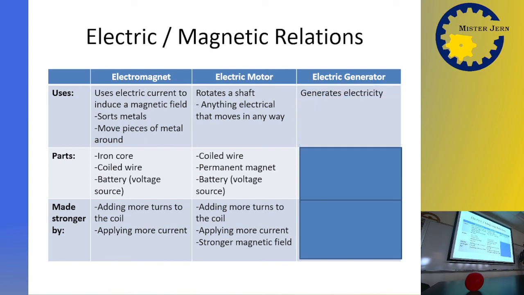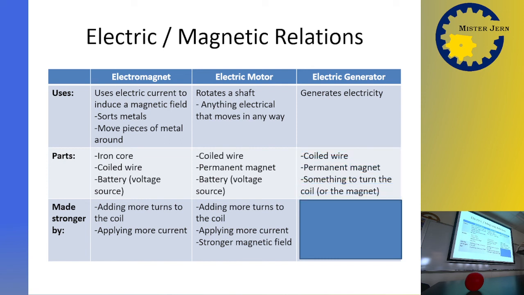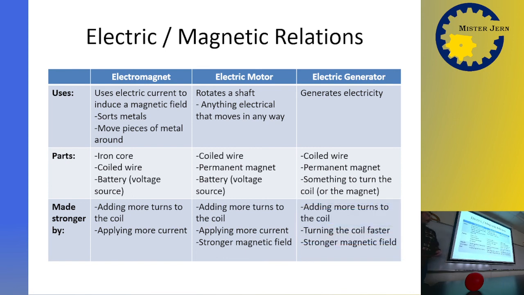The generator, you didn't build one, but you saw one in the simulation, and I showed you some yesterday. They generate electricity. Coil wire, permanent magnet, something to turn the coil or the magnet. In my case, it was cranking the thing with my hands. You can make it stronger by adding more turns to the coil, turning the coil faster, or having a stronger magnet. And remember that motors and generators are opposite.